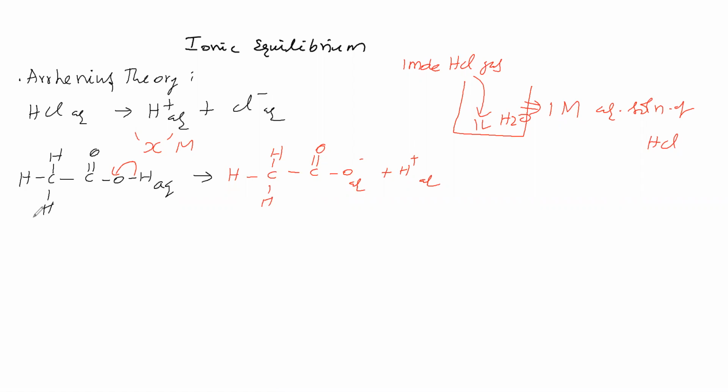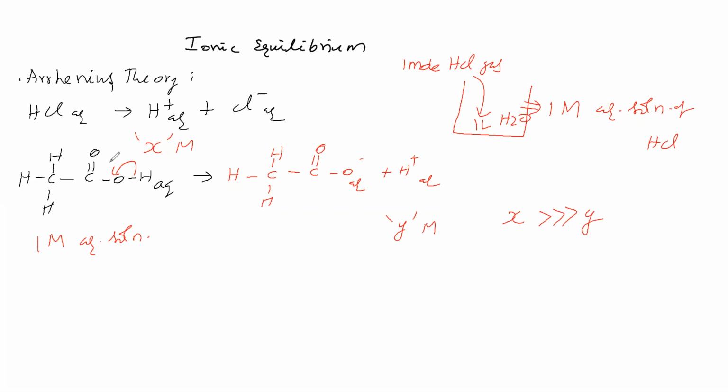In the same way, let us prepare a 1 molar aqueous solution of acetic acid. This acetic acid is dissociating and giving H plus, say Y molar. Acetic acid dissociates in aqueous solution to give Y molar H plus. Now let us compare this X molar and Y molar. X is much greater than Y.